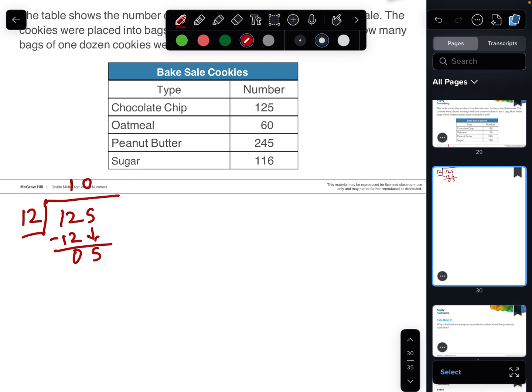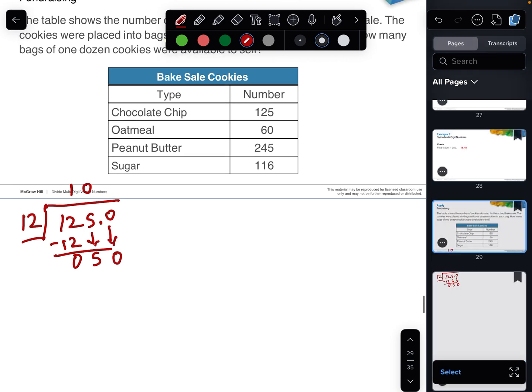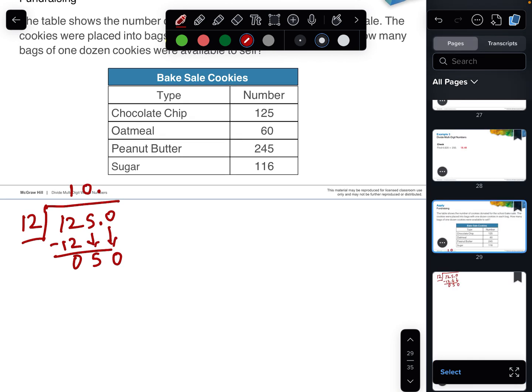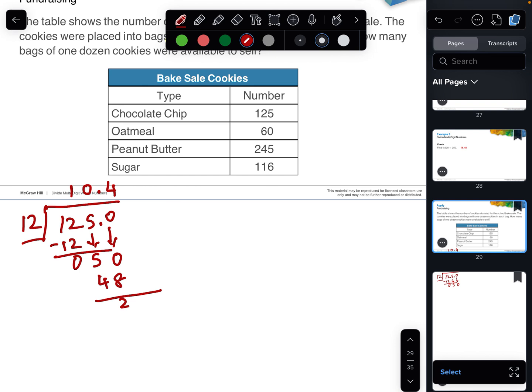In 5, this will go 0 times. So I can add a decimal and annex a 0. I can pull that down right here. And I'll also add the decimal in my quotient. So in 50, 12 goes 4 times. That gives me 48. So I'm left with 2. I can annex another 0. In 20, I get it once. That would put it at 12.